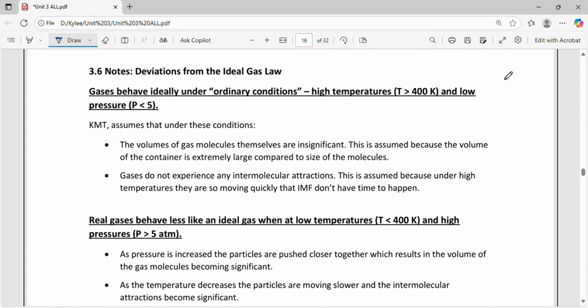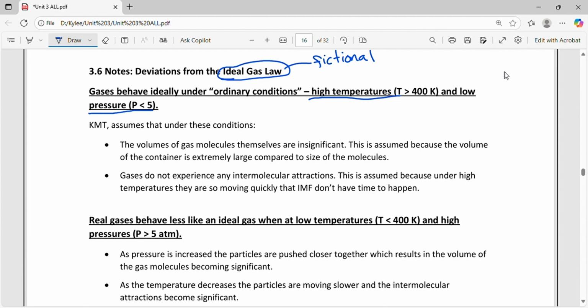So gases behave ideally under ordinary conditions. And we call ordinary conditions high temperatures and low pressures, because technically ideal gases don't exist. It's fictional. Now, gases can behave ideally when they have high temperatures, which means they're going to move fast, and low pressures. So KMT assumes that all gases are under these conditions and are behaving ideally.